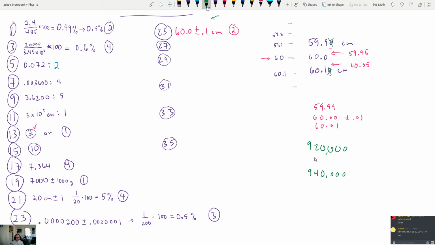So there's only one number that's going to fit inside of here, and that would be 930,000. So that's our number. And we need to express that properly. We only have two sig figs, right? So ideally we want to write it using scientific notation, which we would write as 9.3 plus or minus 0.1 times 10 to the 5, I think, right? Yeah, times 10 to the 5. So that's going to be our answer.